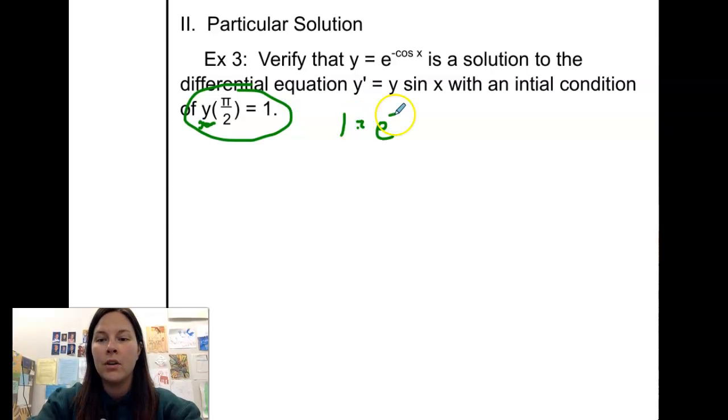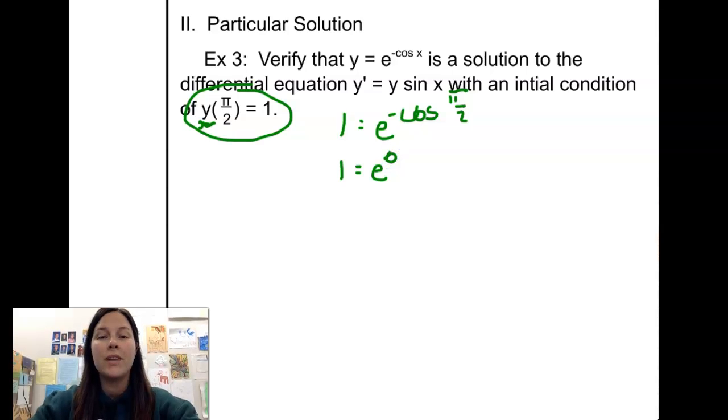e to the negative cosine of pi over 2. And then we just have to show that it's true. So cosine of pi over 2 gives us 0. So we don't need that negative sign anymore. 0 is just 0, and e to the 0 is 1. So we verified that that initial point is true, and now we'll go ahead and do what we've been doing and verify our differential equation as well.